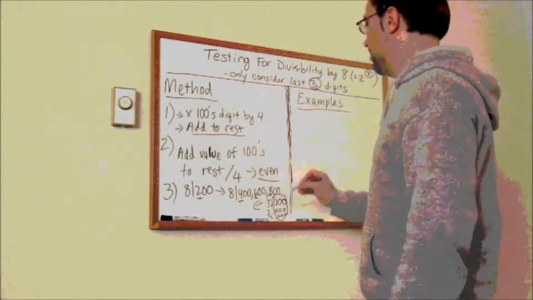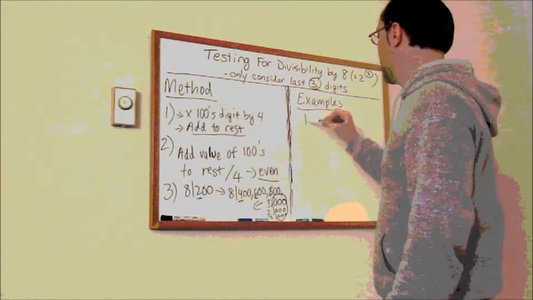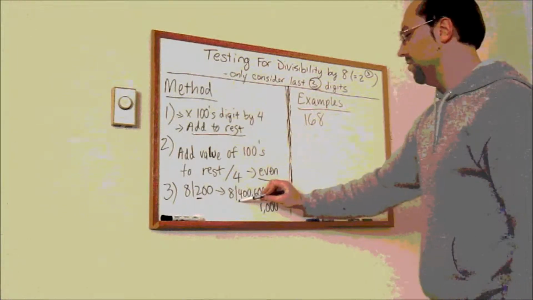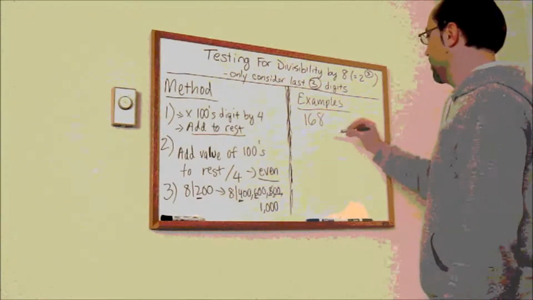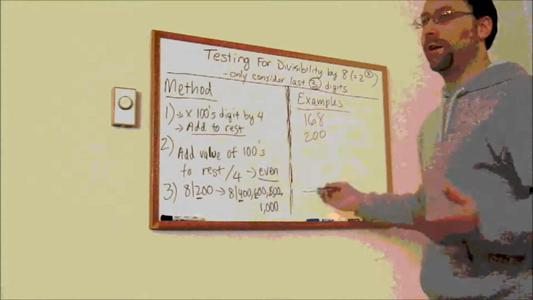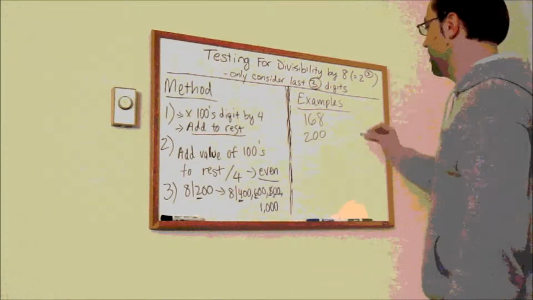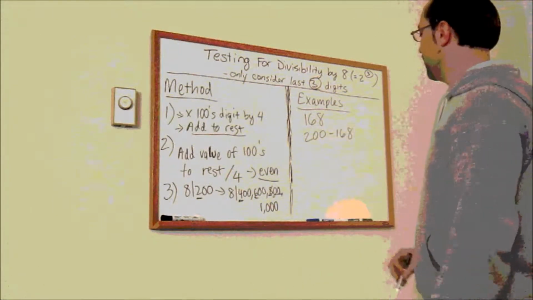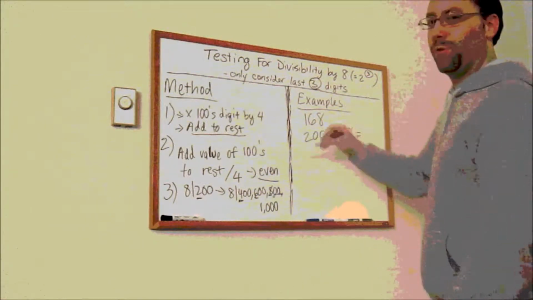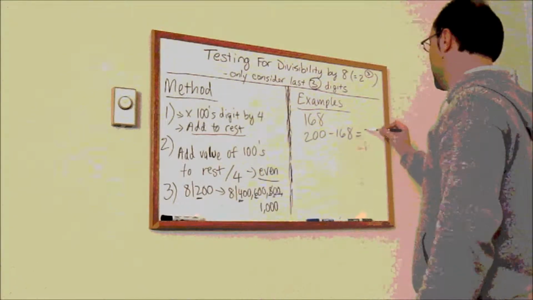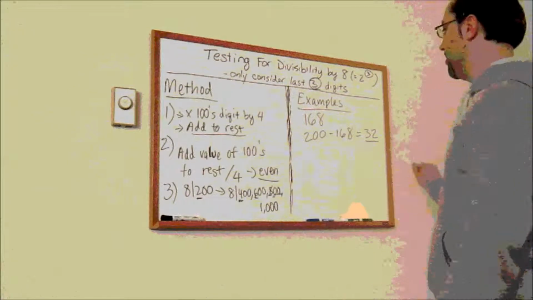What you do is you look at the number, so we're going to use 168 again. The nearest multiple of 8 that you know of is 200. So what you do is you just subtract one from the other. For those of you who freak out every time you see a negative sign, just subtract the smaller from the larger. So you would take 200 and subtract 168, and that gives you a multiple of 8, 32.